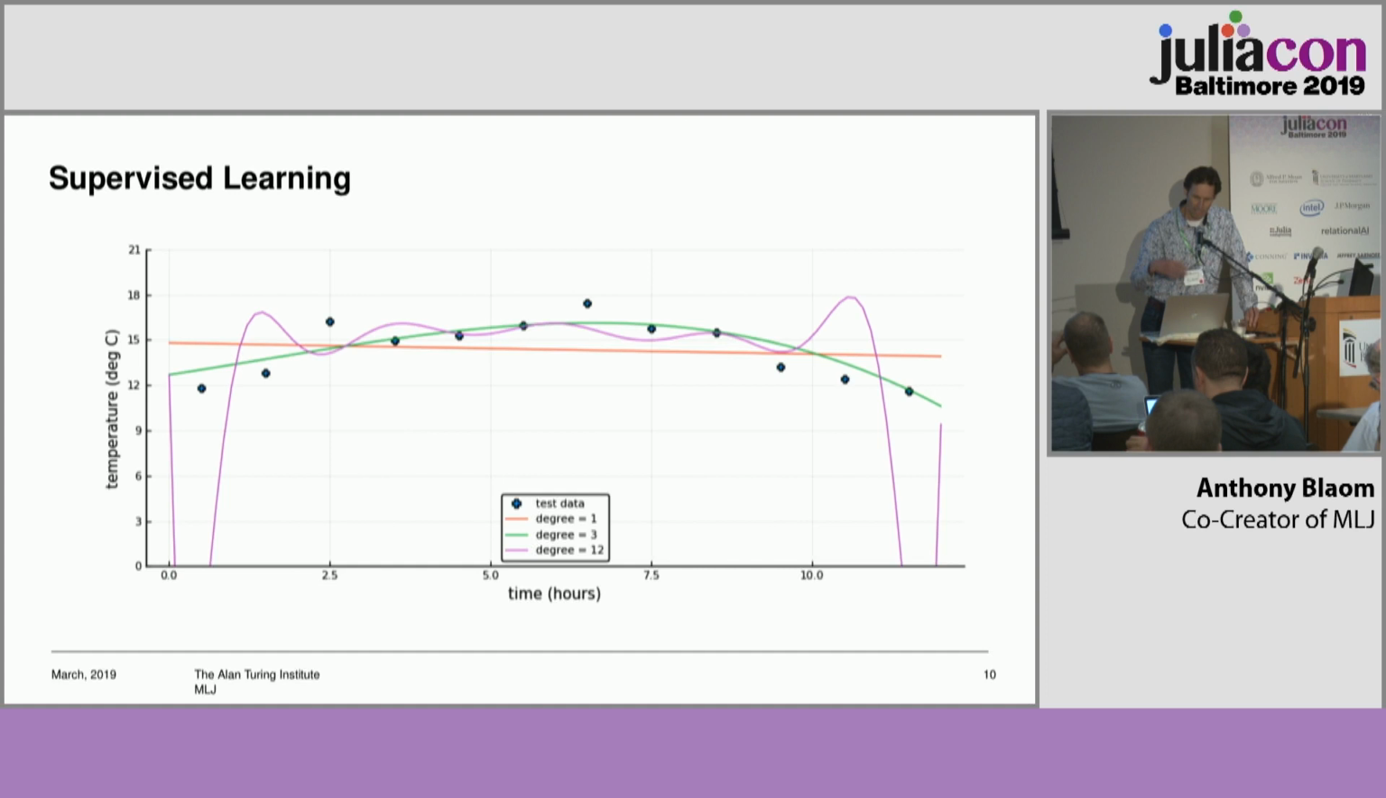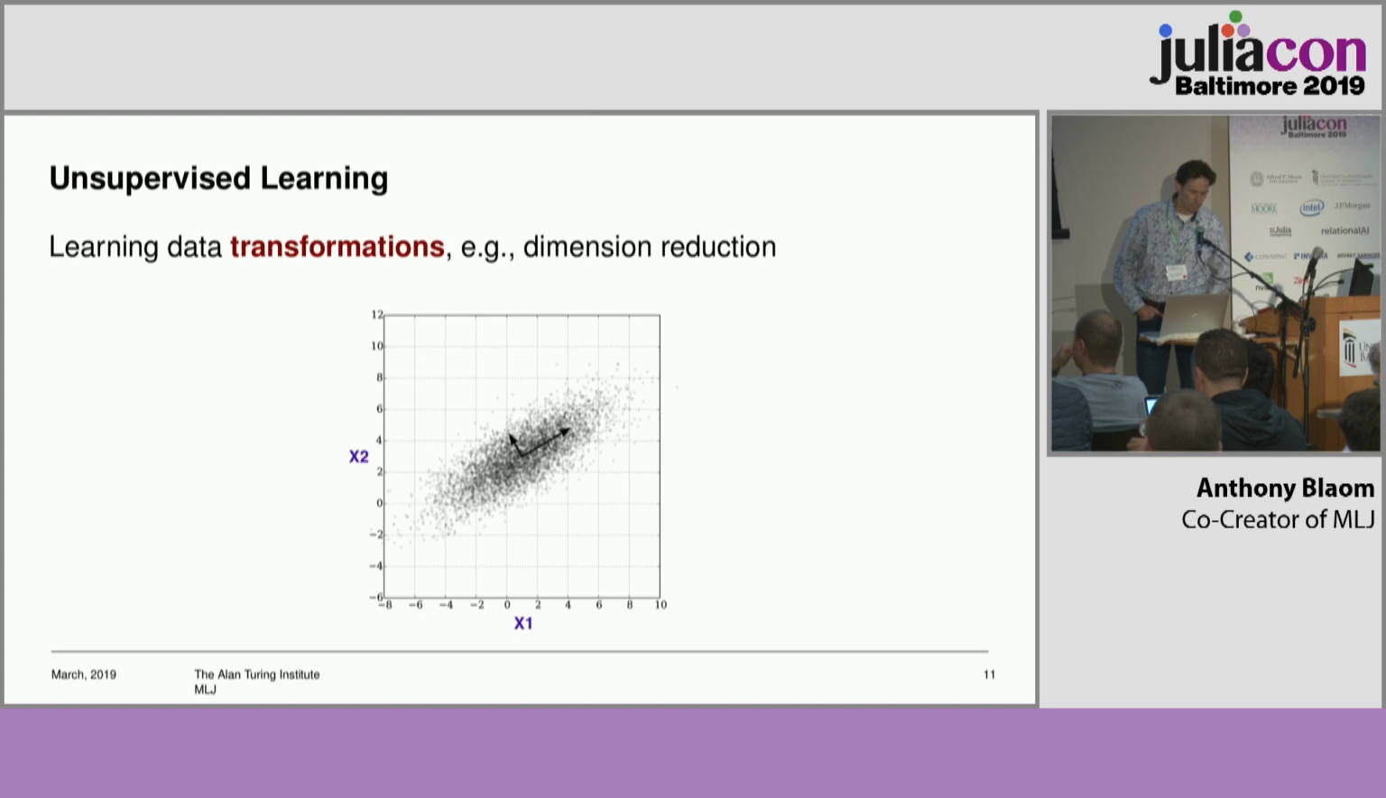Another flavor of machine learning is called unsupervised learning. And for the purpose of this talk, we'll just understand that as learning some kind of data transformation. The only example I'm really going to talk about is dimension reduction. So this might work something like this. You've got, say, data in two variables. You plot the data, and you want to reduce the number of variables to, say, just one variable. Why would you want to do that?